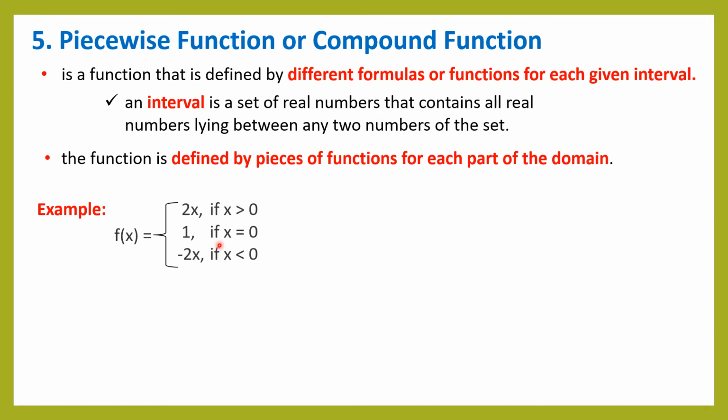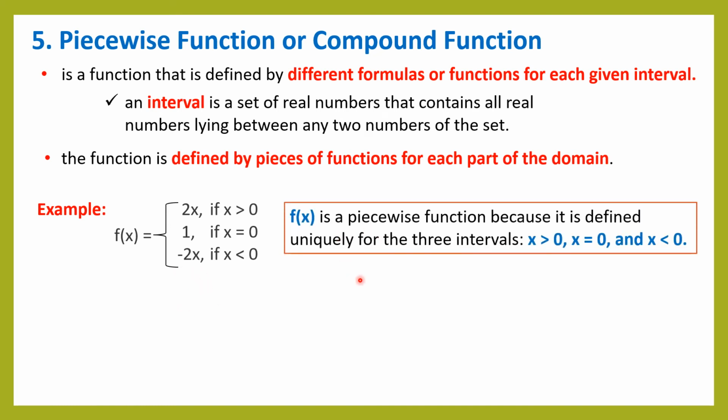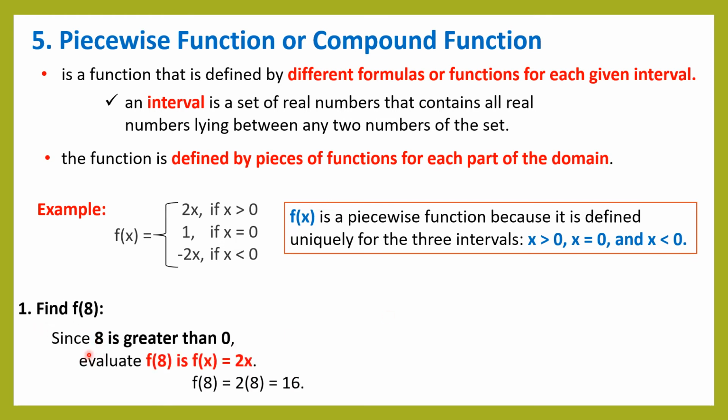For example, if x is greater than 0, ang f of x natin ay 2x. If x is equal to 0, ang f of x natin ay 1. If x is less than 0, ang f of x natin ay negative 2x. So f of x is a piecewise function because it is defined uniquely for the three intervals: x is greater than 0, x is equal to 0, and x is less than 0. So let's have here find f of 8. So since 8 is greater than 0, dito siya magpo-fall.